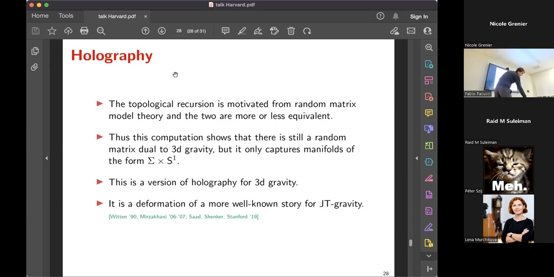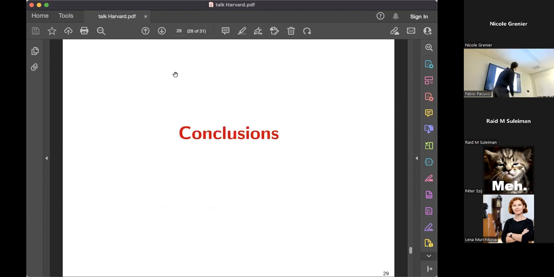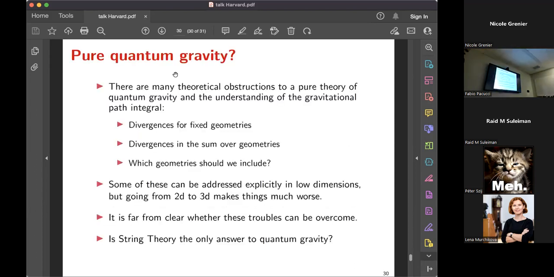Right. I think that's essentially it. So I'm going to my conclusions, and let me just reiterate some of the bad things that we found. There are many theoretical obstructions if you want something like a pure theory of gravity, which many people want, and also if you want to understand the gravitational path integral more precisely, then you have to face these kinds of issues at some point. So we saw that there are divergences even if you fix your topology. But there are also divergences if you sum over topologies, even if for every fixed topology you somehow got a finite answer.